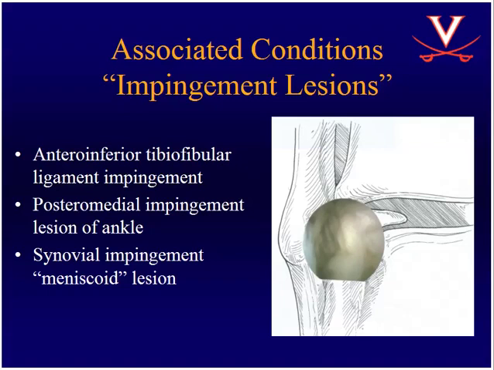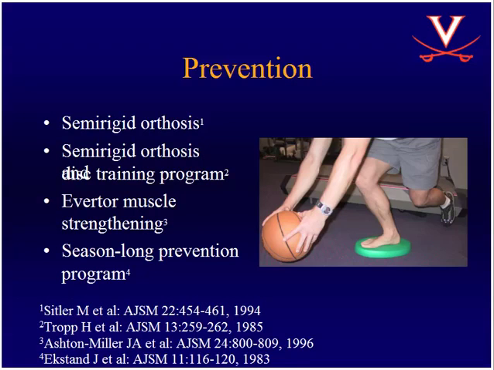Again, the arthroscopic impingement lesions can occur at various locations, and they're all a sequela of ankle sprains and may benefit from arthroscopic debridement if all else fails. Prevention of ankle sprains involves various orthoses, strengthening, and proprioception exercises.